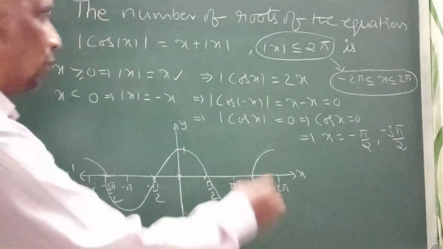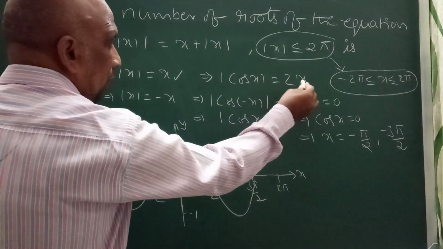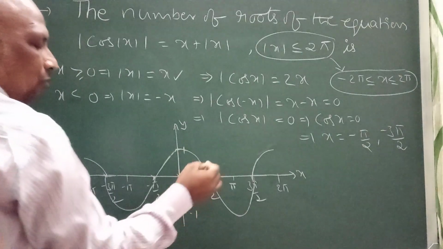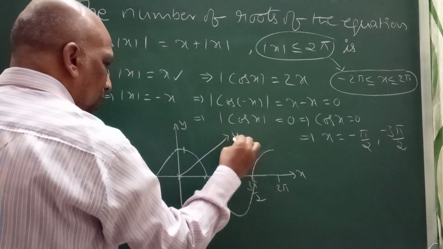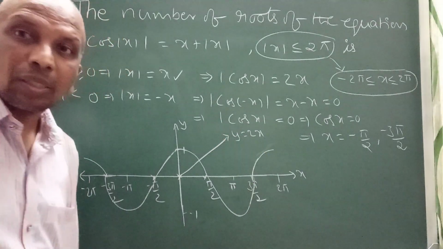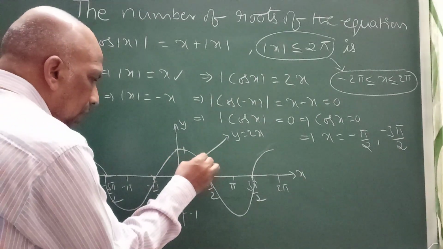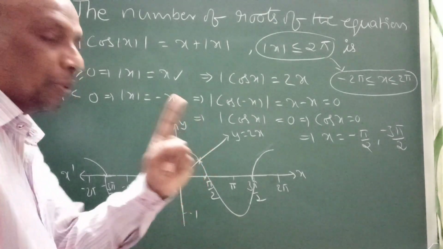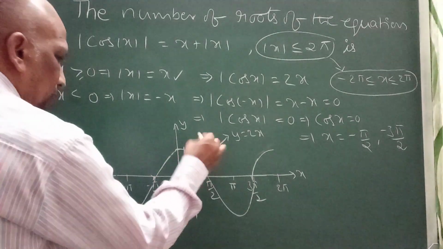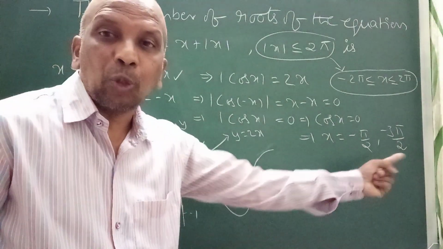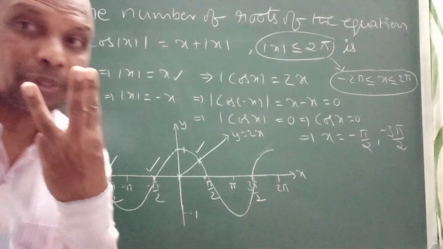Now you can see, when x is greater than or equal to 0, positive case, |x| = x, so |cos x| = 2x. This is 2x, this is the cos x graph. If we take the 2x graph, this is the line y = 2x. That means |cos x| is on the positive side. In this case, 2x cuts only one point. The graph intersects only one point between 0 and π/2, so one solution we have. And -π/2 and -3π/2 we have, this is one solution and this is one solution. So in total we have three solutions.